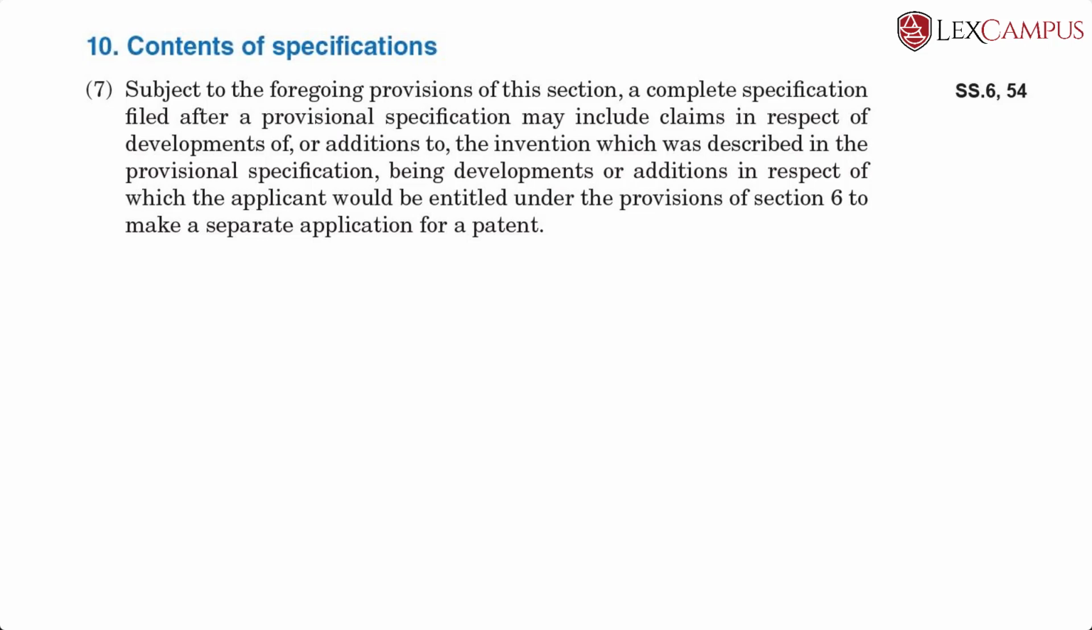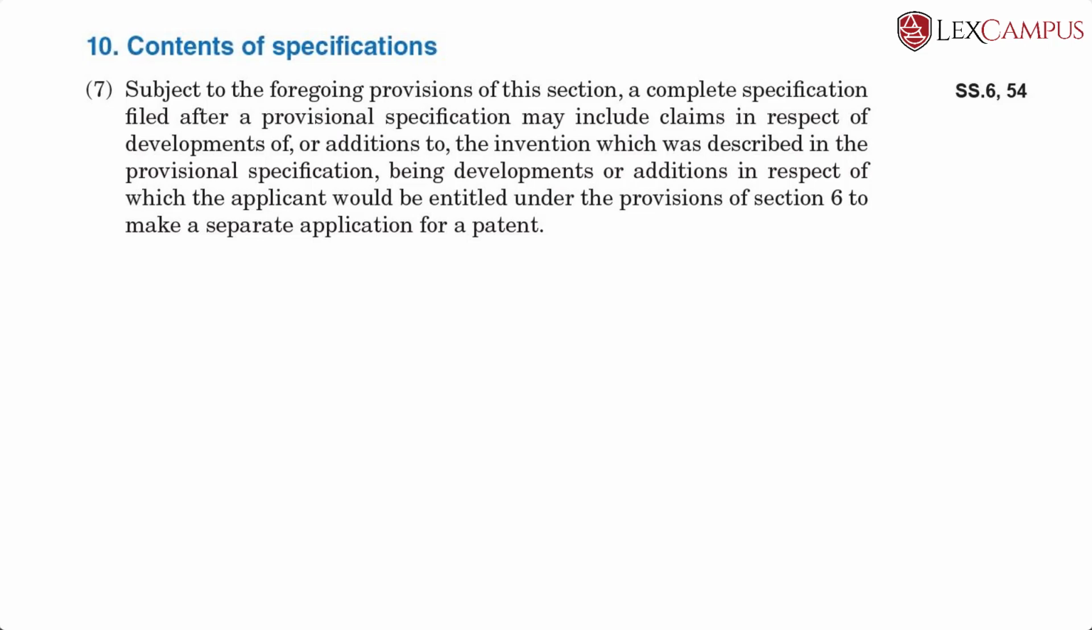Now, many of the requirements in section 10: that the complete specification shall describe the invention, there shall be a full and particular description of the invention, there shall be a disclosure of the best method, the claim shall define the scope of the invention, that there shall be only one single invention per application, that the claim shall be clear and succinct, and the claim shall be fairly based on the matter disclosed. These are all requirements that the patent office insists on before granting a patent application.